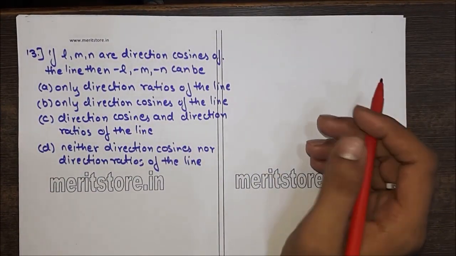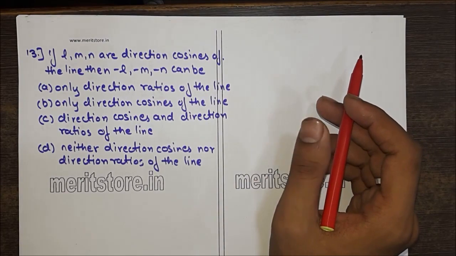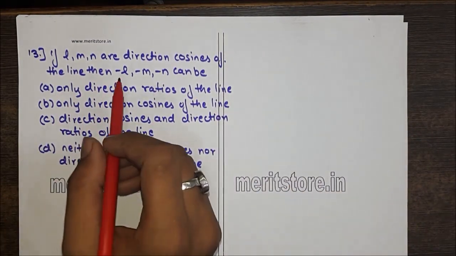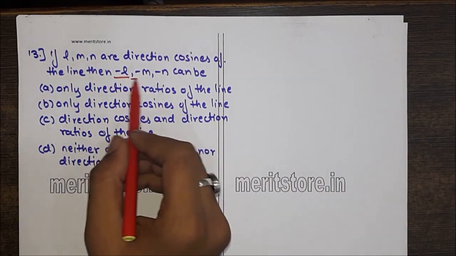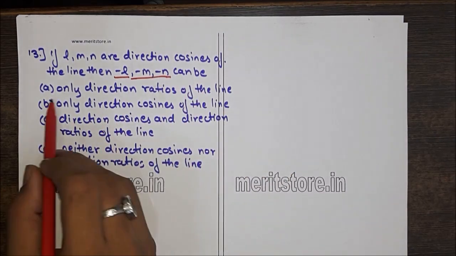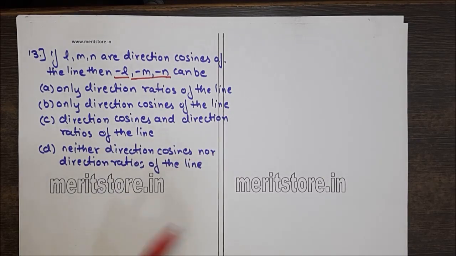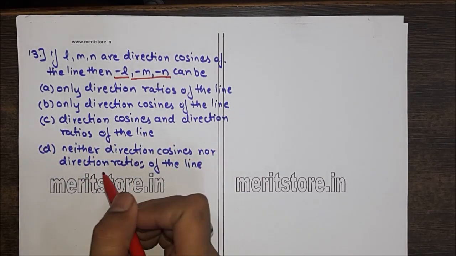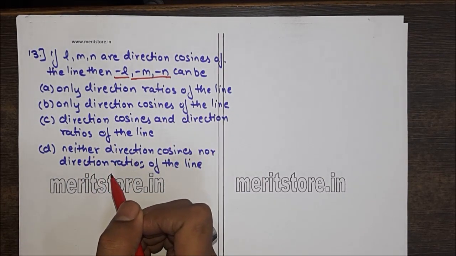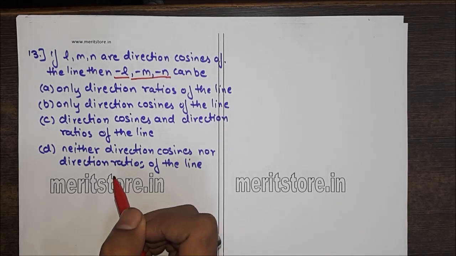Question number 13. If L, M, N are direction cosines of the line, then minus L, minus M, minus N can be: only direction ratios of the line, only direction cosines of the line, direction cosines and direction ratios of the line, or neither direction cosines nor direction ratios of the line.